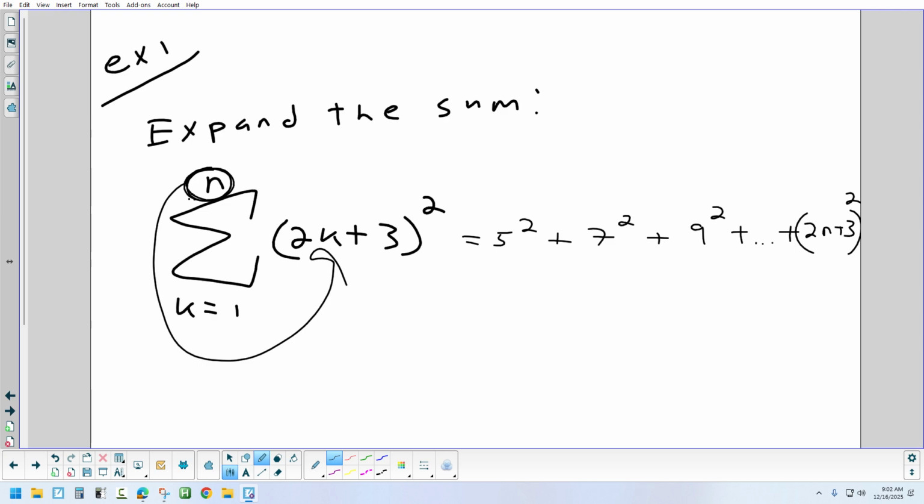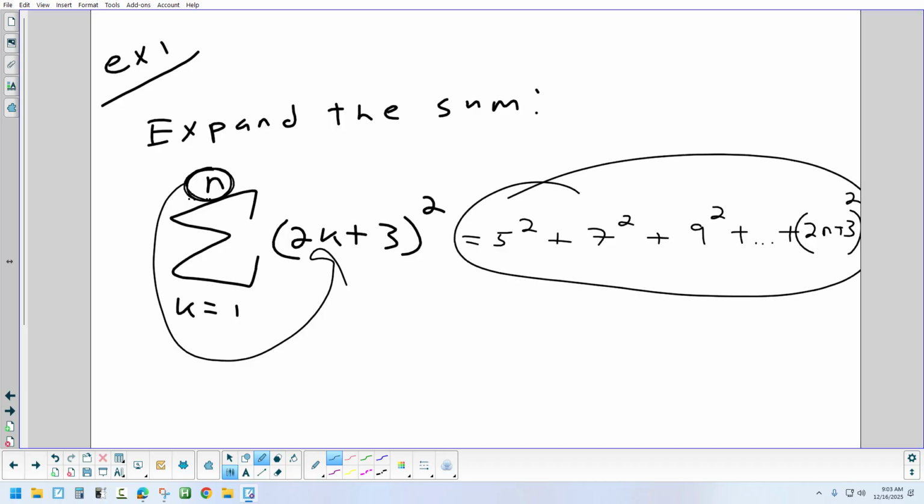Do the first 3. I mean, you could do the first 4, first 5, but 3 is good. First 3, dot, dot, dot, and then just plug in the last one. Okay. Any questions on that? Okay.